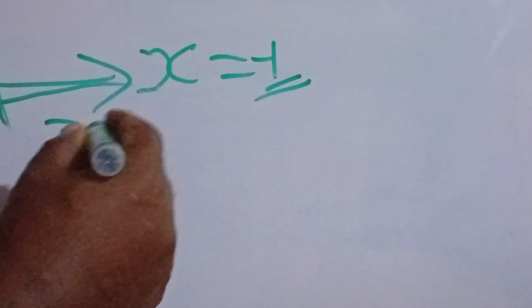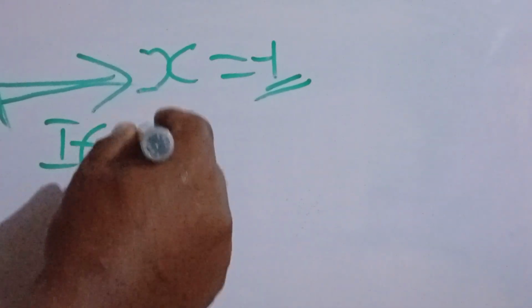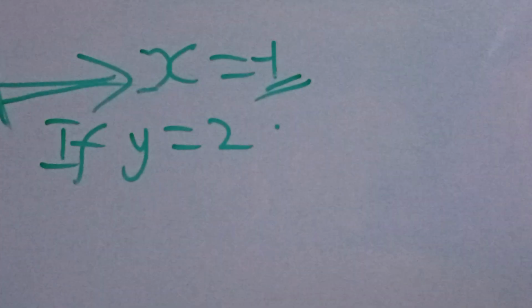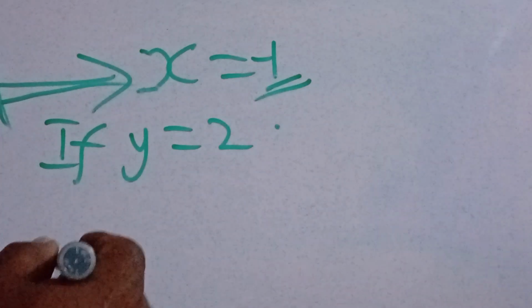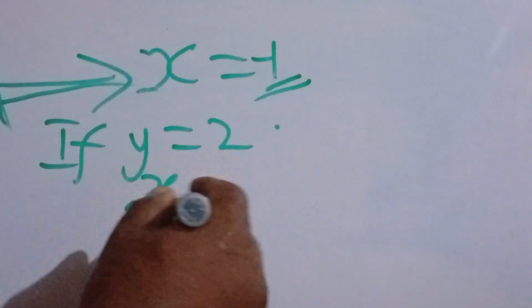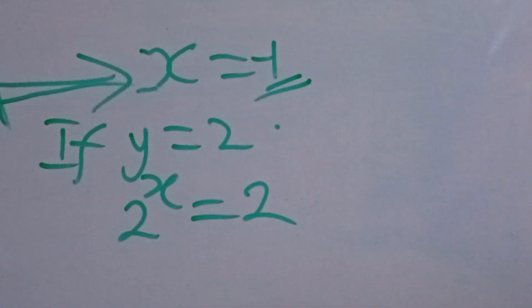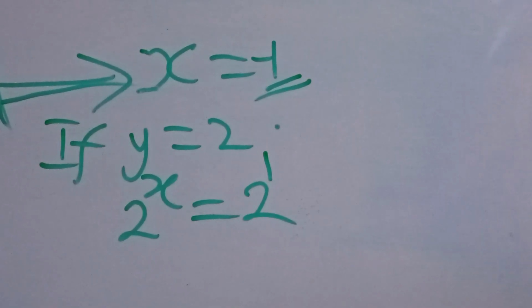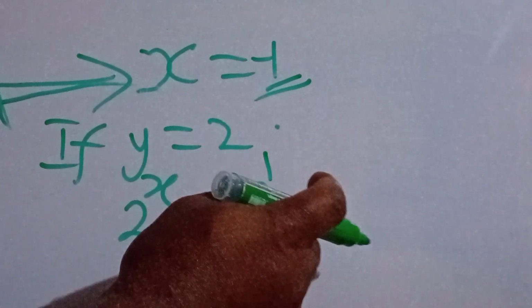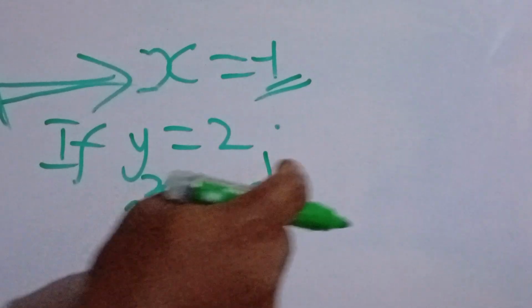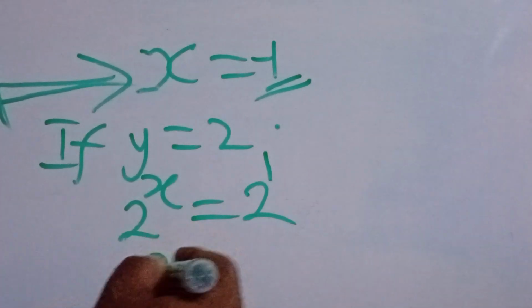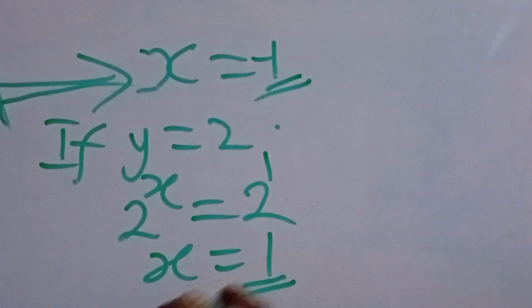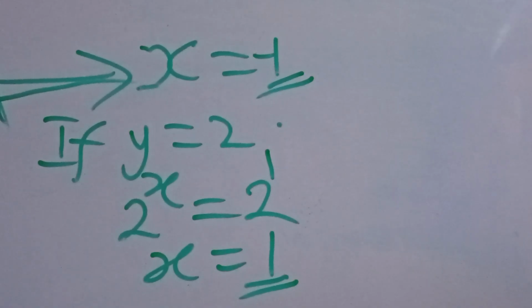If y equals 2, then 2 raised to the power x equals 2. And the power of 2 here is 1. To make it an index number, since the bases are the same, 2 and 2, that means x equals 1.